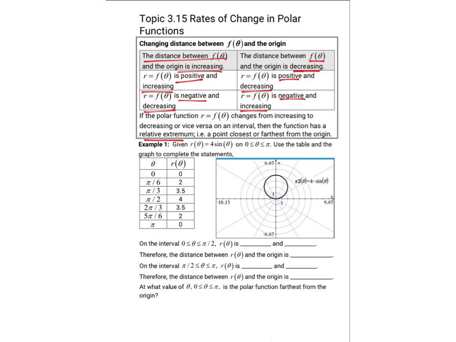Pi over 2, comma 4. Can you see it? Because from 0 to pi over 2, our data is increasing. And from pi over 2 to pi, it's going 4, 3.5, 2, 0. It's decreasing. So therefore, there is an extreme at pi over 2, 4. Can you tell? Okay. And actually, it would be 4 comma pi over 2, because we graph it r comma theta.